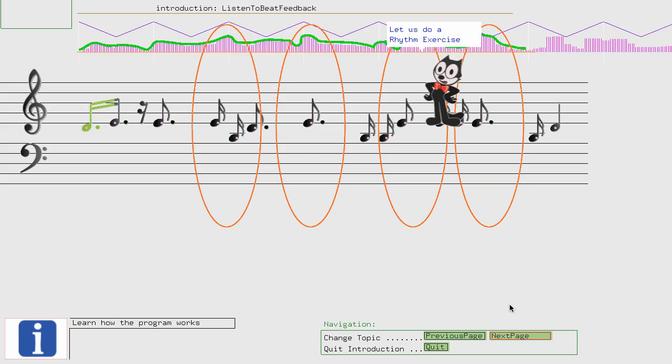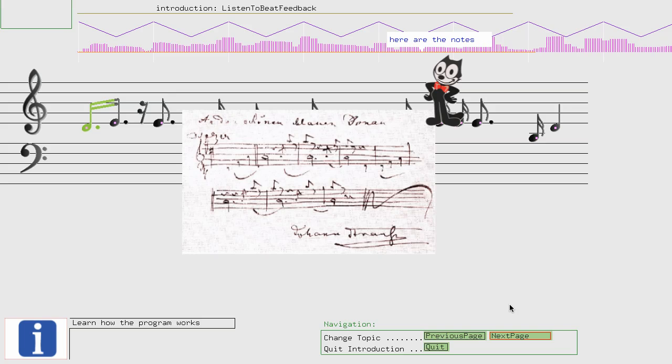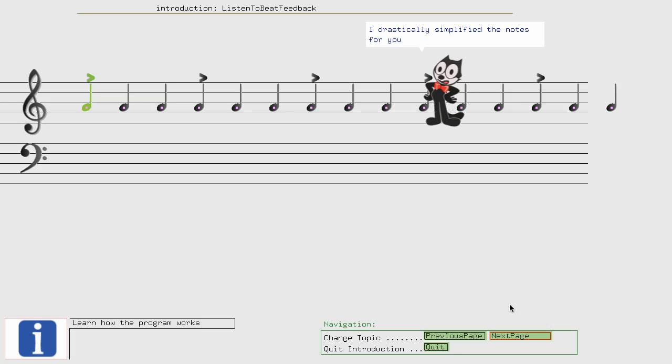Let us do a rhythm exercise. You like to dance? Let us try a waltz from Strauss. Here are the notes. Don't worry, I drastically simplified the notes for you. The notes which get emphasized are marked with an arrow symbol above. Listen to the waltz.